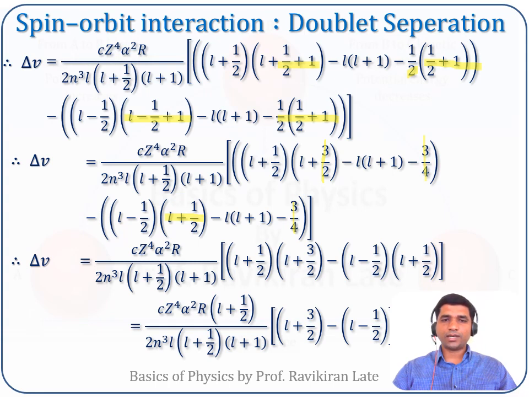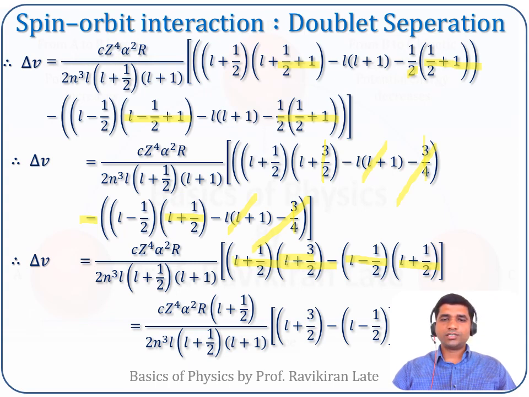If you further simplify the first term, we will keep it as it is, L into L minus L into L plus 1. This is minus and this is minus. So this term will cancel with this term. So the L term will cancel. 3 by 4 minus 3 by 4, they will cancel each other. So what you will get is just L plus half into L plus 3 by 2 minus L minus half in bracket L plus 1 half. So these are the terms which you will be getting.